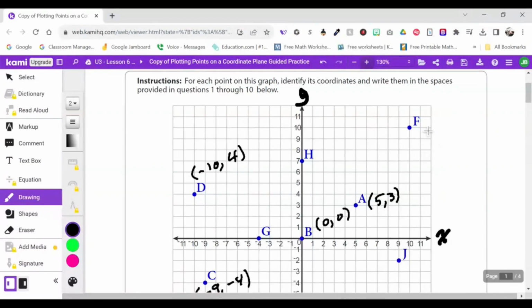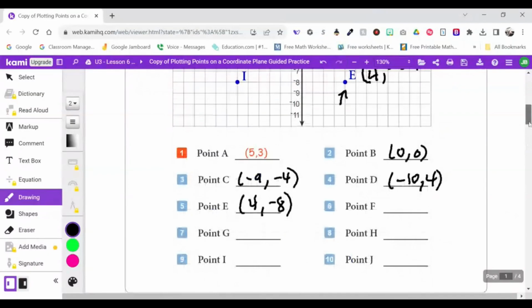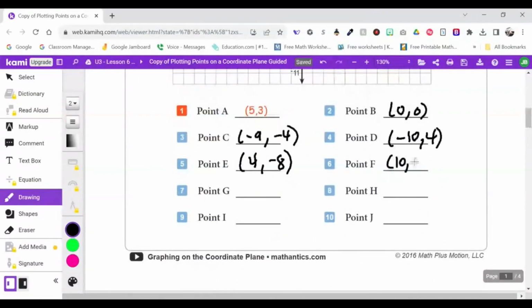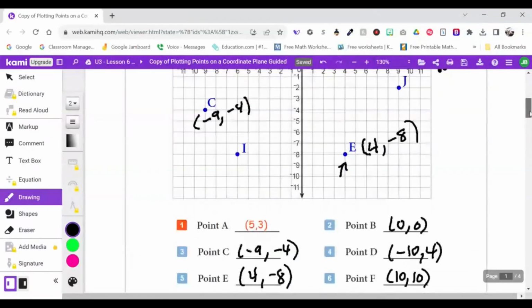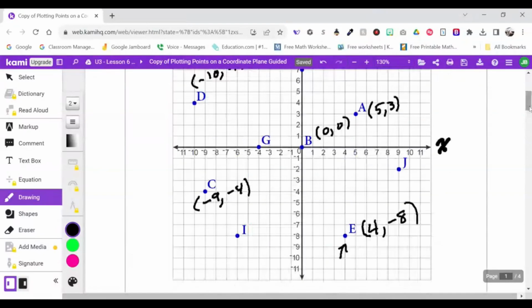Okay, so start at the origin. We would go over to 10 on the x-axis and then go up to 10 on the y-axis. So you're correct. The coordinates are (10, 10). So F is at (10, 10). How about G? What are the coordinates of G?